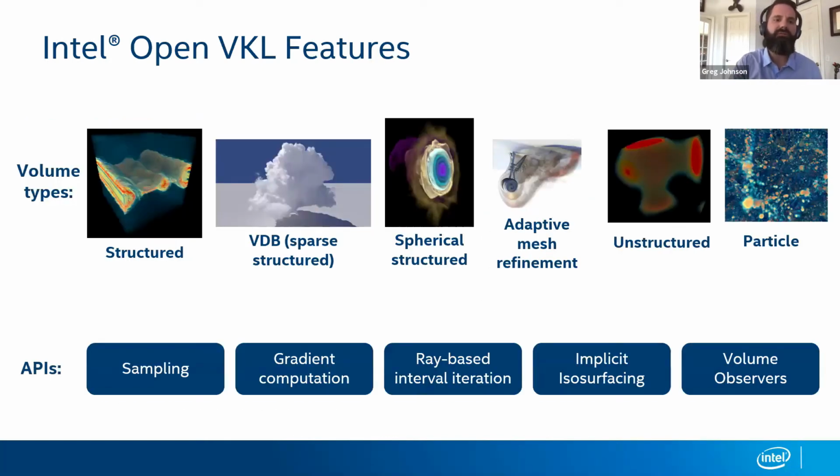So we can talk about OpenVKL's features, both in terms of its supported volume types, as well as the APIs supported on those volumes. And so for volumes, we support many different representations ranging from dense structured, VDB sparse structured, all the way through fully unstructured volumes and particle volumes. And then for APIs, we support volumetric sampling, gradient computation, ray-based interval iteration, which I'll talk more about, implicit isosurfacing or surface hit iteration, and volume observers, where I'll also show an example of that.